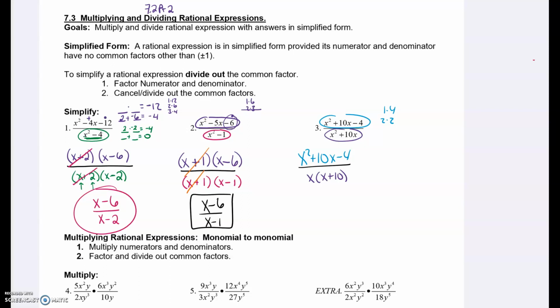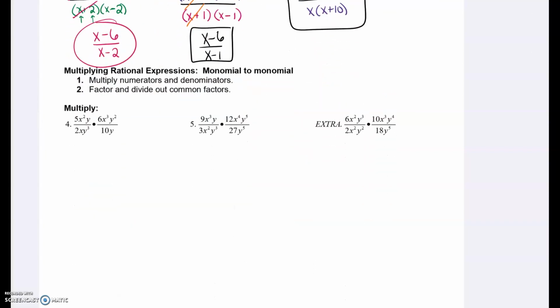But once we do that, there's nothing in common here. I think the reason I showed you this example is because I wanted you to see that you cannot just cross out the x squared and cross out the 10x and have -4 as your answer. It doesn't work that way. You have to factor. And after you factor, if you've got things that cross out, go for it. But this one, that is all you can do. Nothing is going to cancel on that one.